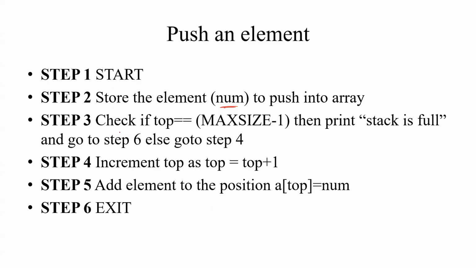Step number 3. I will check if the top is equal to max size minus 1. And what is the max size minus 1? The max size is basically the size of the stack that we will define in advance. Let's suppose the max size is 5. So the total number of values that can come in the stack is 5 only: 0, 1, 2, 3 and 4. So the value of top can be maximum 4. That's why we are checking if top is equal to max size minus 1, that is 5 minus 1.